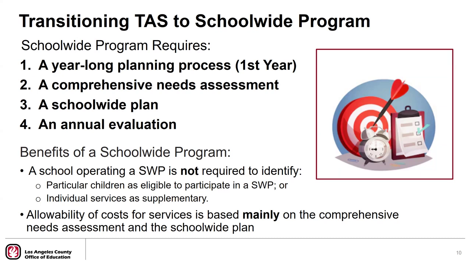And we often get questions about schools wanting to go from the targeted assistance program to a school-wide program. So it's important that people understand the reasons and the benefits of why a school would want to go school-wide. The school does not require the identification of individual students for services as required in the targeted assistance model. The individual services do not need to be supplementary as traditionally in Title II or Title III. And the allowability of costs for services is based mainly on the comprehensive needs assessment and what's written in the school plan.